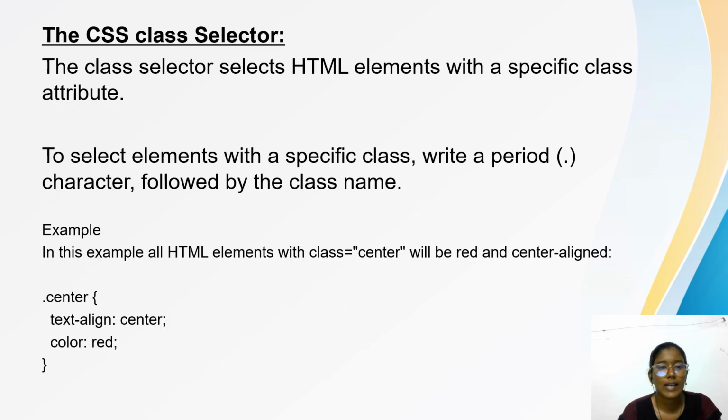CSS class selector. The class selector selects HTML elements with a specific class attribute. We select elements with a specific class with a period or dot character followed by the class name. Example, in this example, all the HTML elements with class equal to center will be red and center aligned. Dot center, the text is aligned in center.